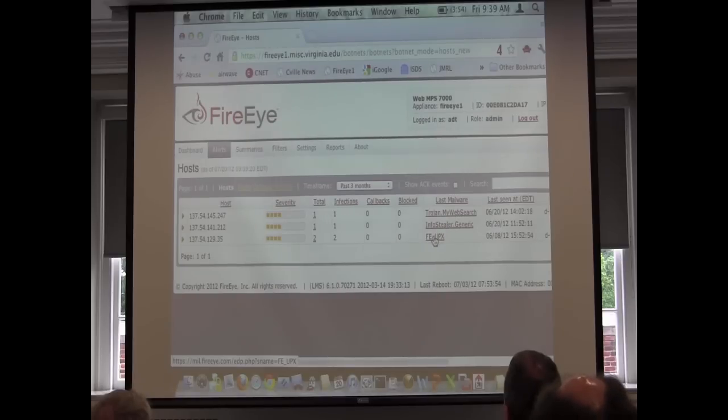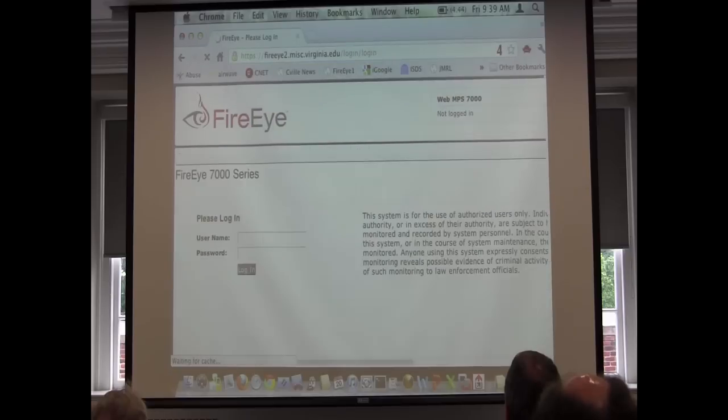I'll show you in a second what that actually means. The important column here is callbacks. None of these machines actually contacted an external server. So none of these machines initiated that contact that we're worried about where they will do exfiltration of data. So, let me go over to the second FireEye, which when we were bringing this up in a prototype mode, we pointed at the dorms.